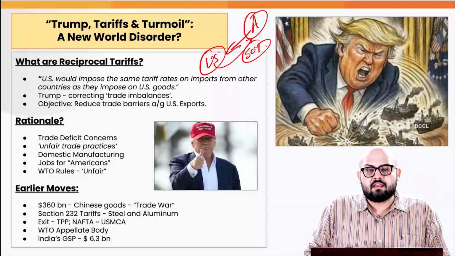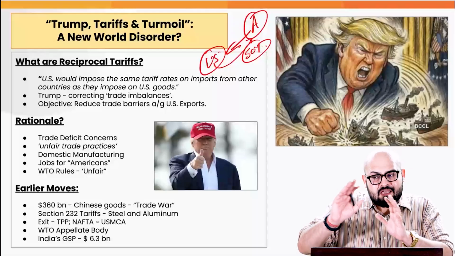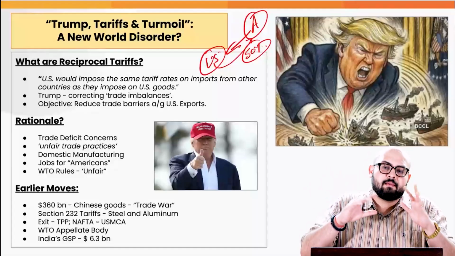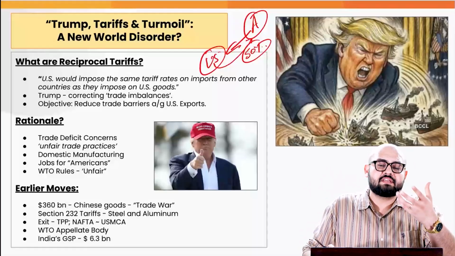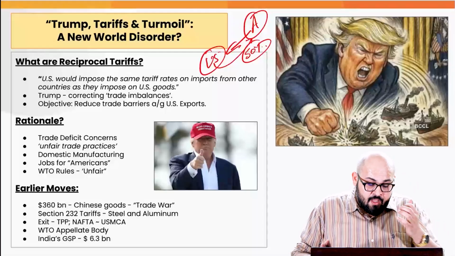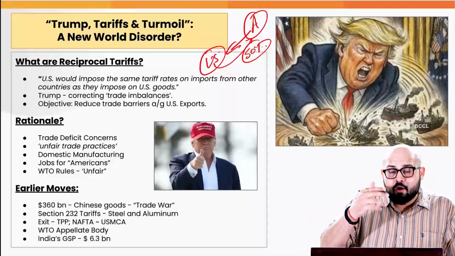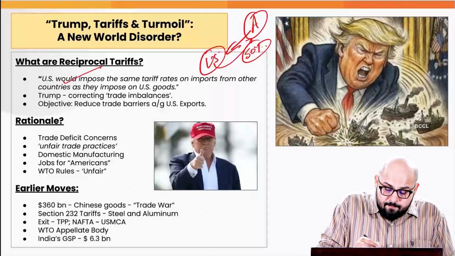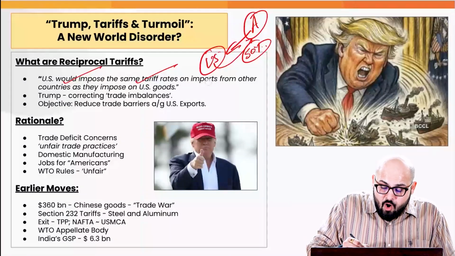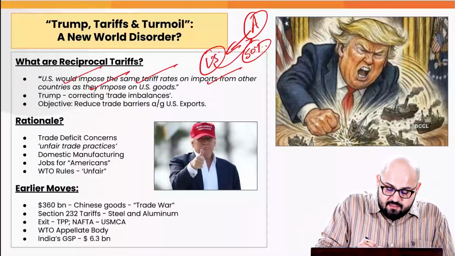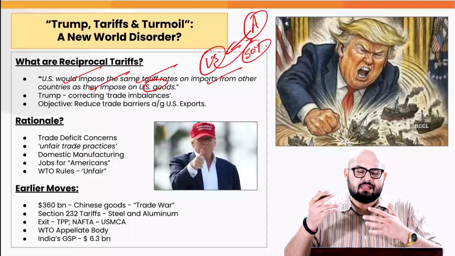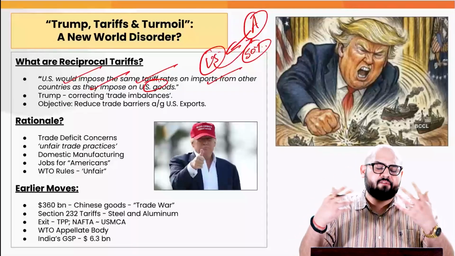Now, what the US is saying is, we will also impose similar tariffs on your products which are coming to us. That is what reciprocity is all about, reciprocal tariffs. So in specific terms, what do reciprocal tariffs mean? The US would impose the same tariff rates on imports from other countries as they impose on US goods. It's nothing but a form of tit for tat.